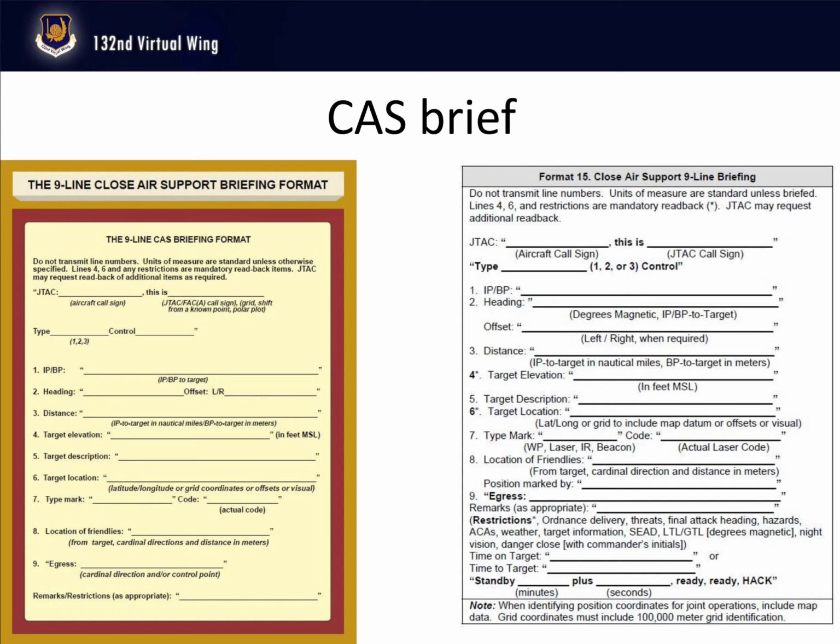So restrictions can be final attack heading 090 plus minus 50, which means I want you to attack from west to east plus or minus 50 degrees. Restrictions are also a mandatory readback, so I need you to read it back to me to make sure that you have it right.